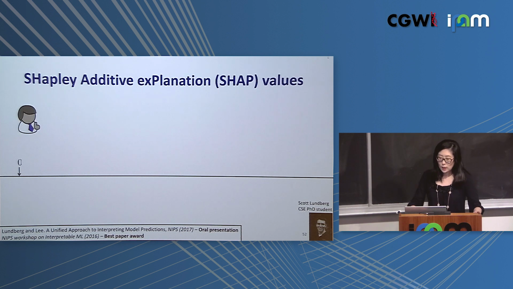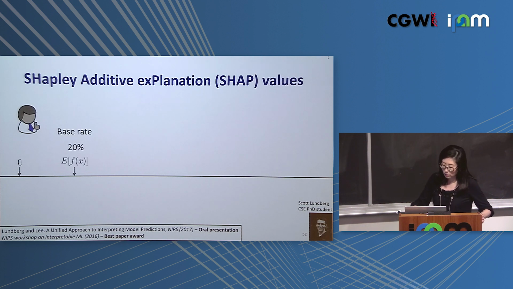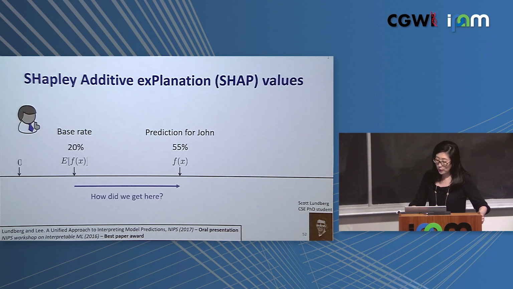Okay, so to see, let's return to John and answer why his loan application was denied. To explain this denial, it is important to start with the base rate of loan repayment problem, denoted here by the expected value of the model's output. So to explain John's risk, which is 55%, we need to explain how we got from the base rate to his rate of 55%. So that's how the prediction occurred, right?